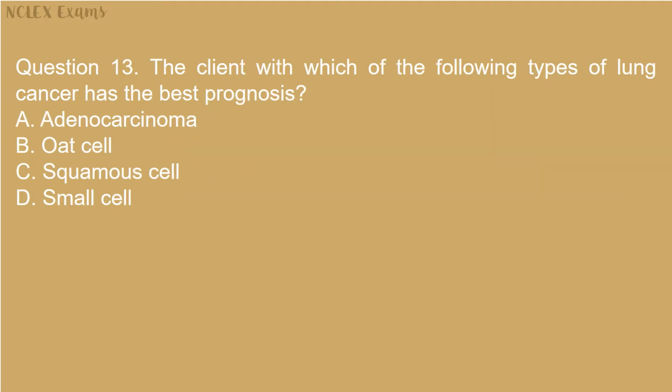Question 13. The client with which of the following types of lung cancer has the best prognosis? A. Adenocarcinoma. B. Oat cell. C. Squamous cell. D. Small cell.